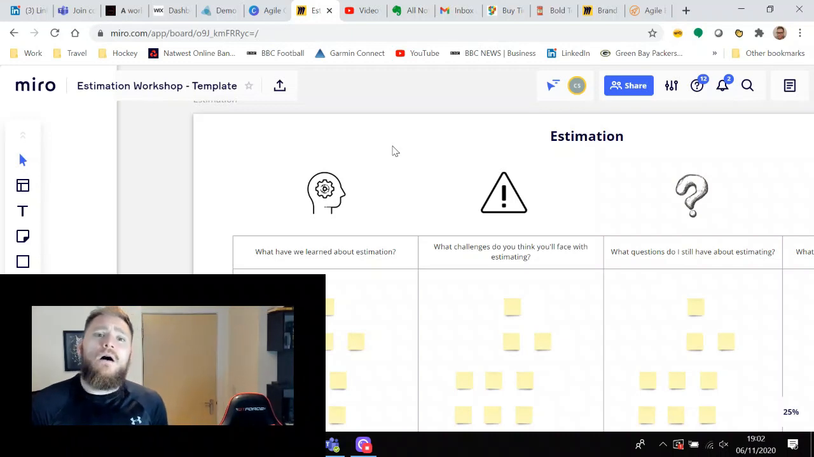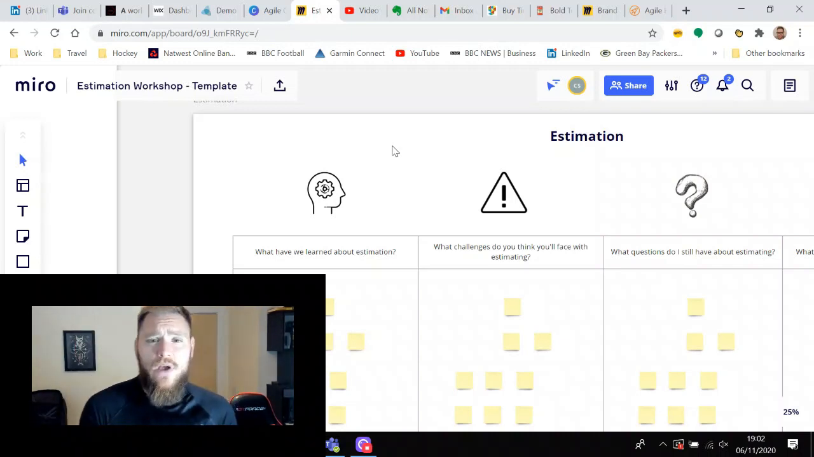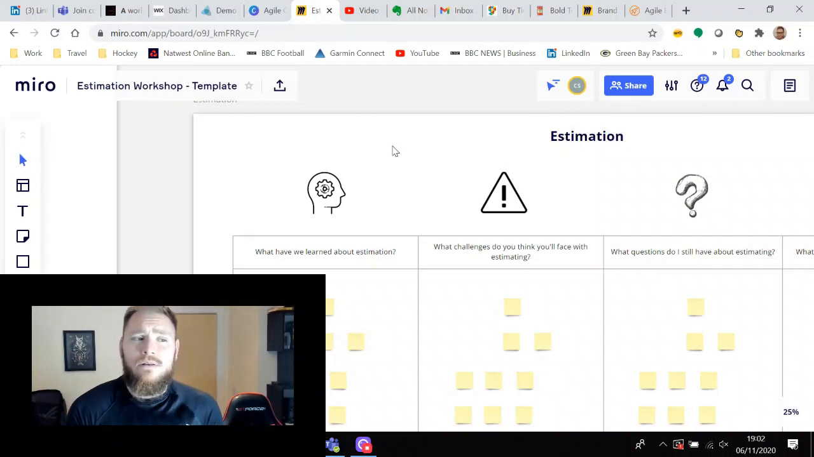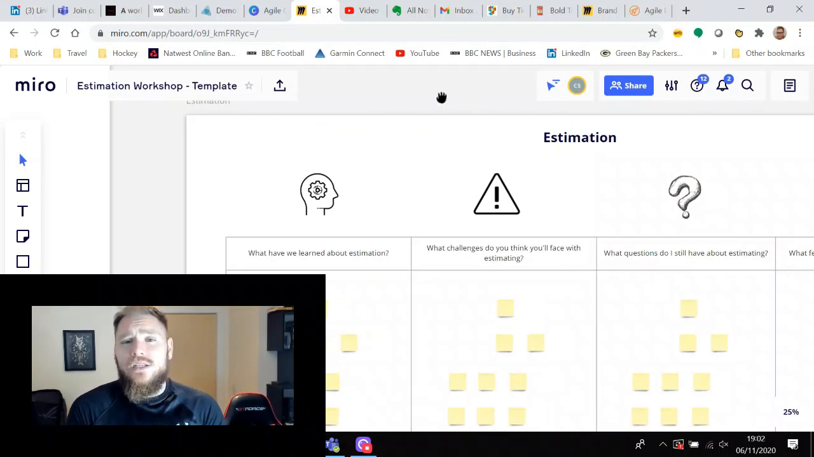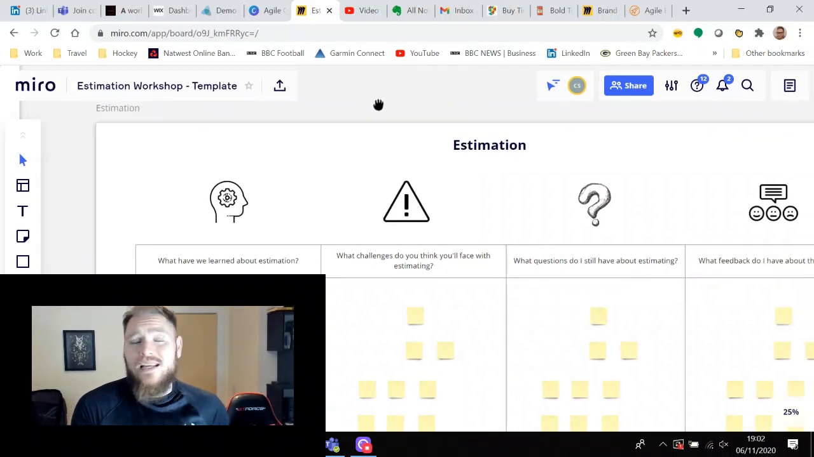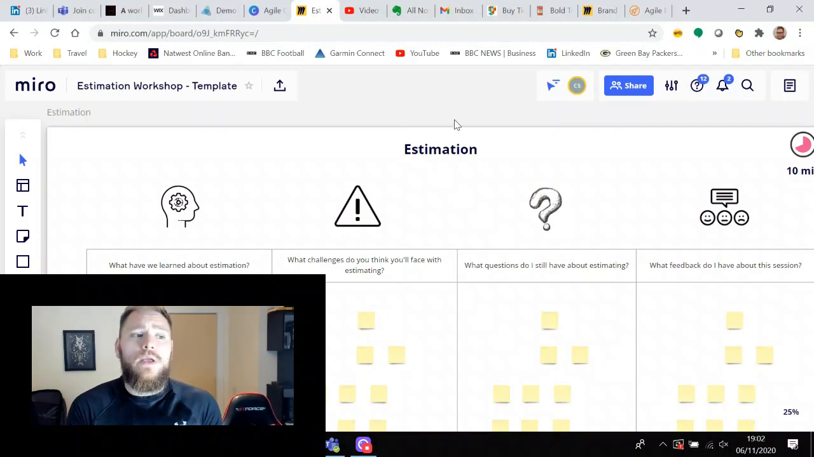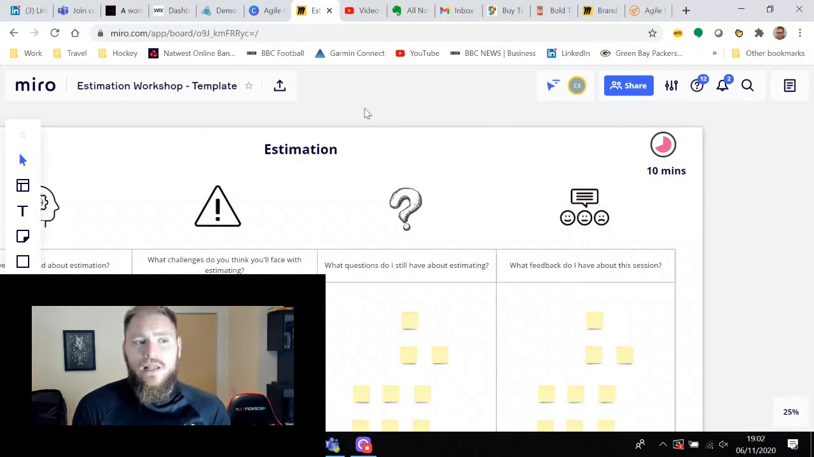So we ask the team, after they've practiced these various rounds, what have they learned about estimation? What challenges do they think they'll have actually using estimation? What ongoing questions do they still have about estimation? And lastly, what feedback they have about the session.